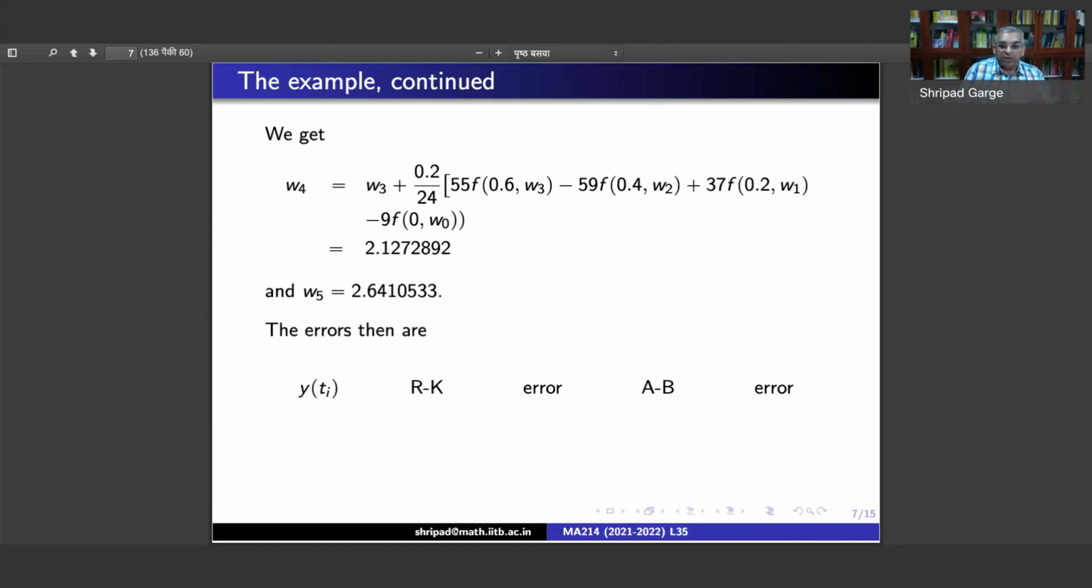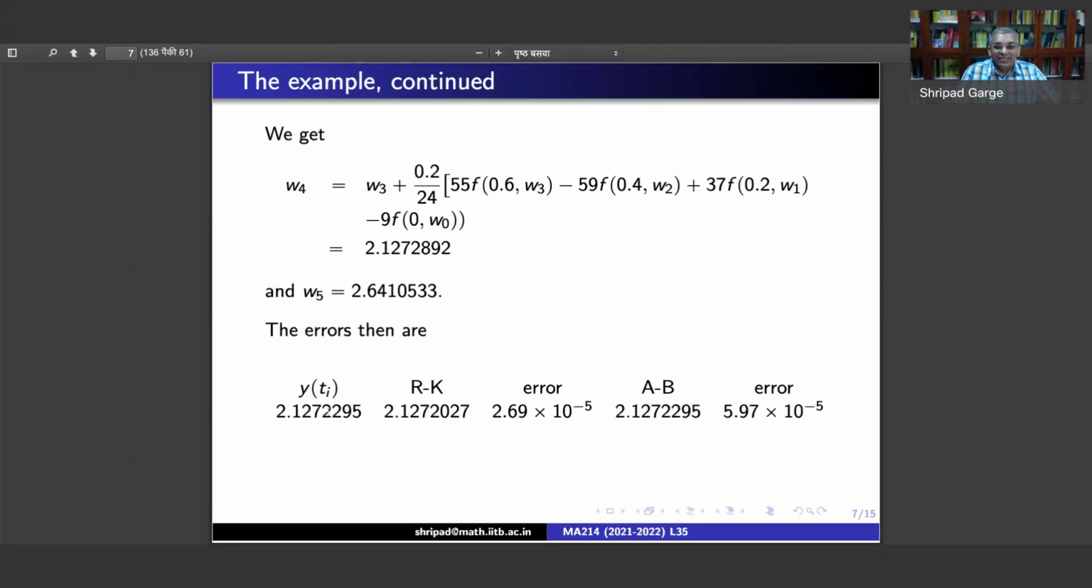Now I have promised you that we will compare it with the Runge-Kutta method of order 4. So we have 5 columns. We have the actual y value, because I had told you the actual solution, the unique solution to the initial value problem, so you can compute those values at 0.8 and 1.0. The Runge-Kutta approximations will be computed, the error for Runge-Kutta, then Adams-Bashforth, and the error for Adams-Bashforth. That's what we are going to do.